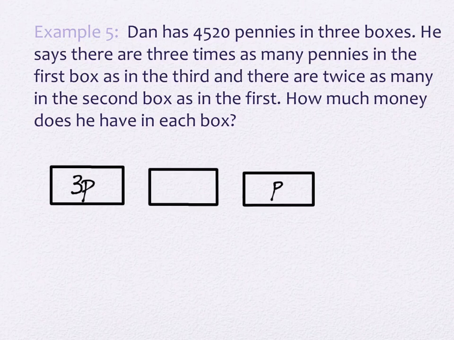And then it says there are twice as many in the second box as the first. Not 2P, that would be twice as many in the second box as the third. Yeah, 2 times 3P. So we could put that, or we could actually write 6P if we'd like at that point. All these pennies, if you dump them all together, add up to 4,520. So 3P plus 6P plus P is equal to 4,520 pennies.